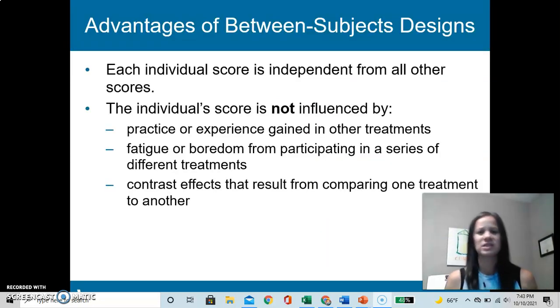Now, what are the advantages and disadvantages of a between subjects design? Well, one thing is that each individual score is independent from all other scores, meaning that because they were only exposed to the one condition, their DV score is only impacted, hopefully, by that one manipulation of that condition. It's not influenced by any other conditions that they might have been exposed to. The individual score then is not influenced by practice effects or experience that they would have gained from being in other treatment groups.